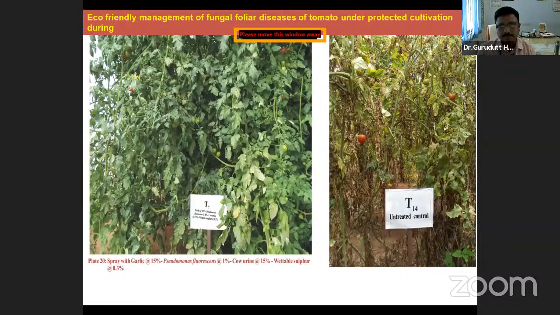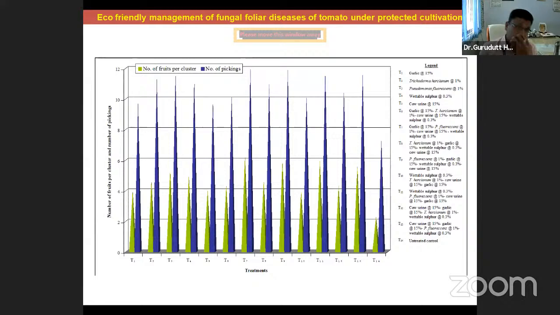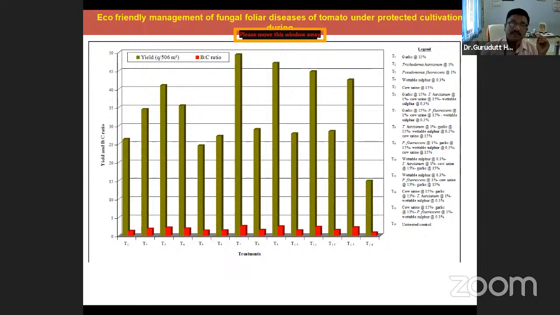This has really drawn the attention of many of the stakeholders as well as the farmers. And no doubt, once the disease is reduced, the plant parameters will automatically be improved. Number of fruits per cluster and number of pickings will also increase, and yield as well. Once the yield is significantly superior, definitely the economics will be superior.